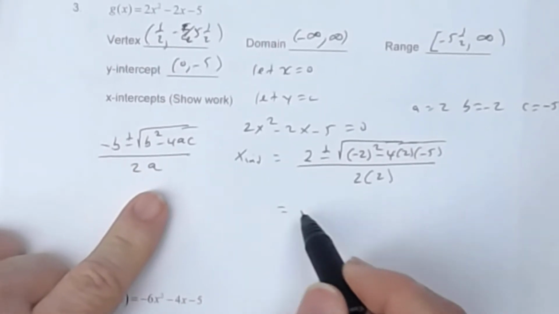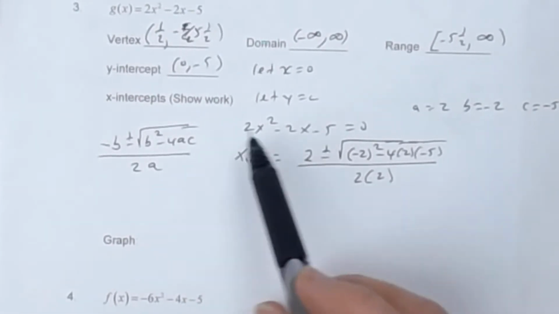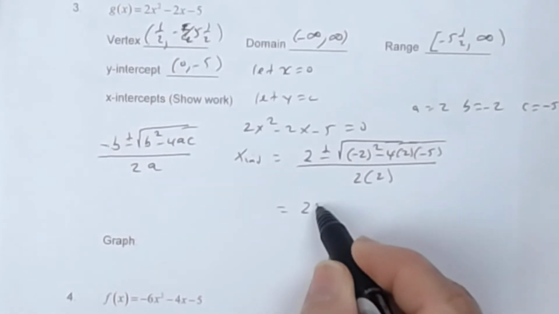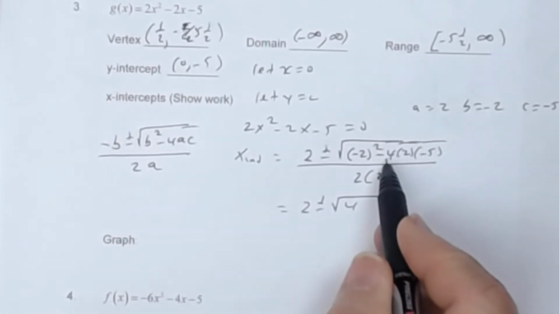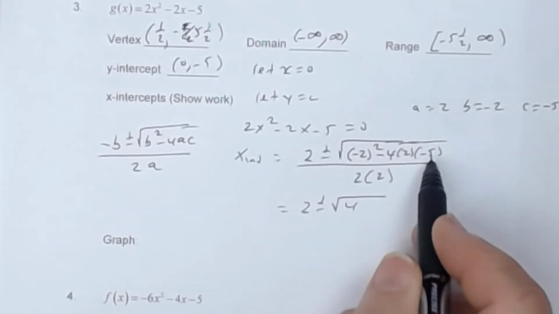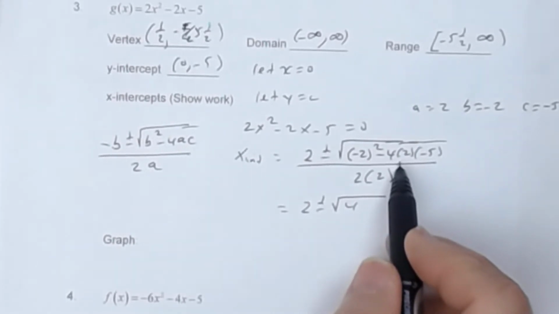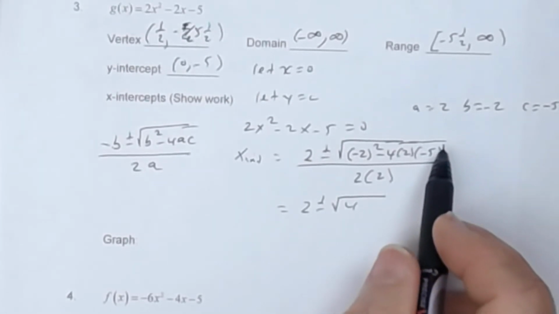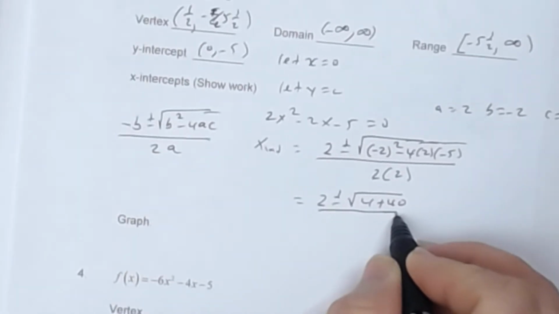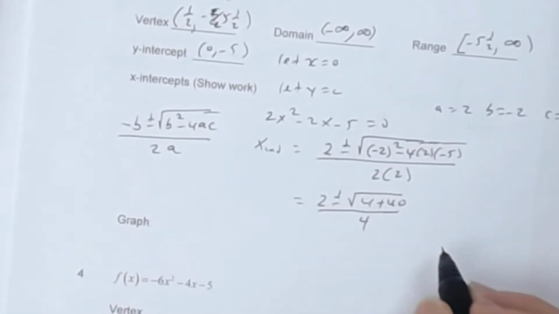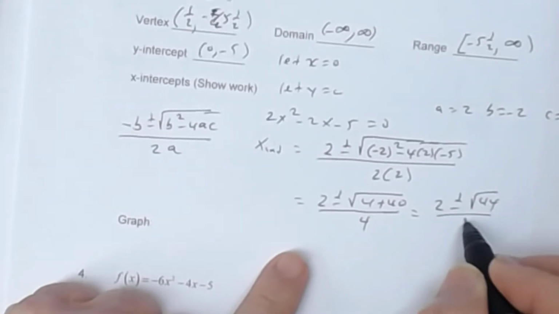All right, and so you remember, now you kind of appreciate why you had to solve quadratic equations earlier, because it's needed here. So we have 2 plus or minus the square root of negative 2 squared, which is 4. Now a negative 4 times 2 times a negative 5. So negative 4 times 2 is a negative 8. A negative 8 times negative 5 is a positive 40. All divided by 2 times 2, which is 4. So I get 2 plus or minus the square root of 44, over 4.